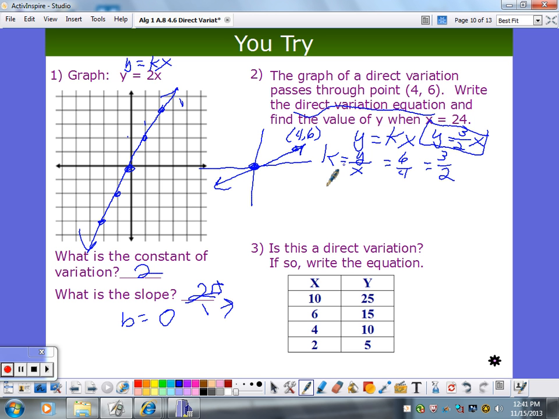Now it says, find the value of y. So I've got an equation now. So if x is 24, plug her in. So what's 3 halves times 24? Well, let's see, I can reduce that, right? So I get 36. So when x is 24, y is 36 in this direct variation, because I'm going to apply the 3 halves to the x.